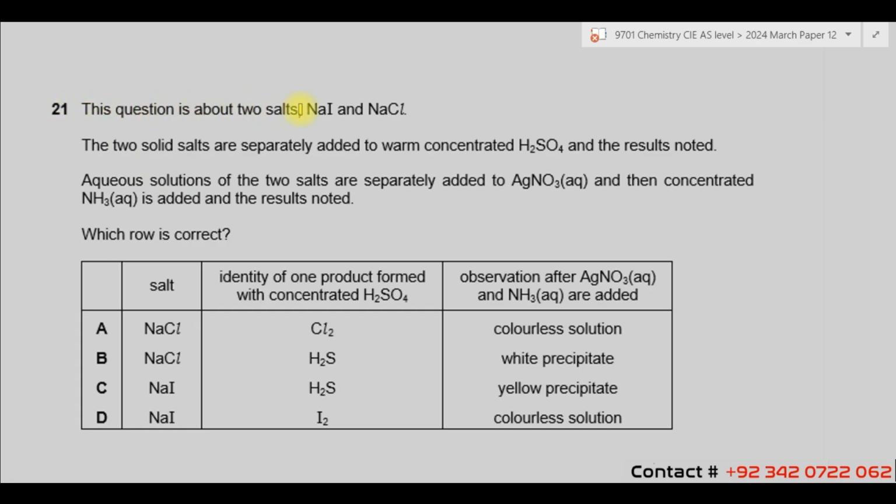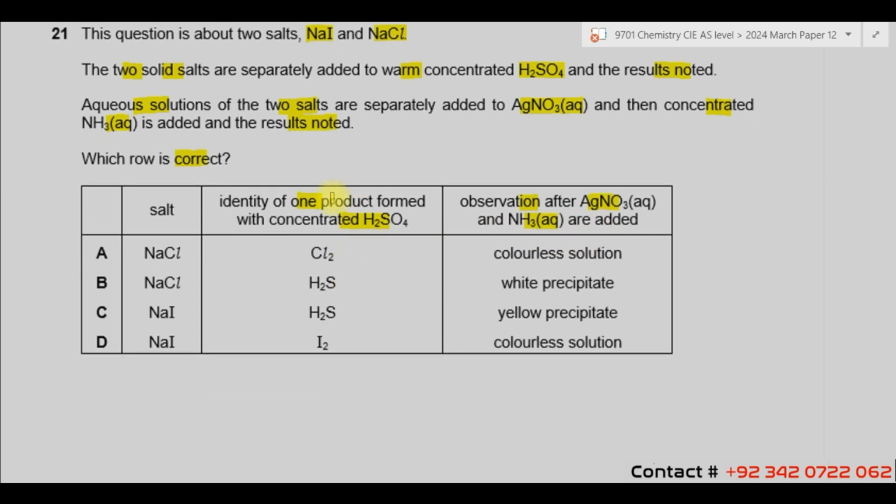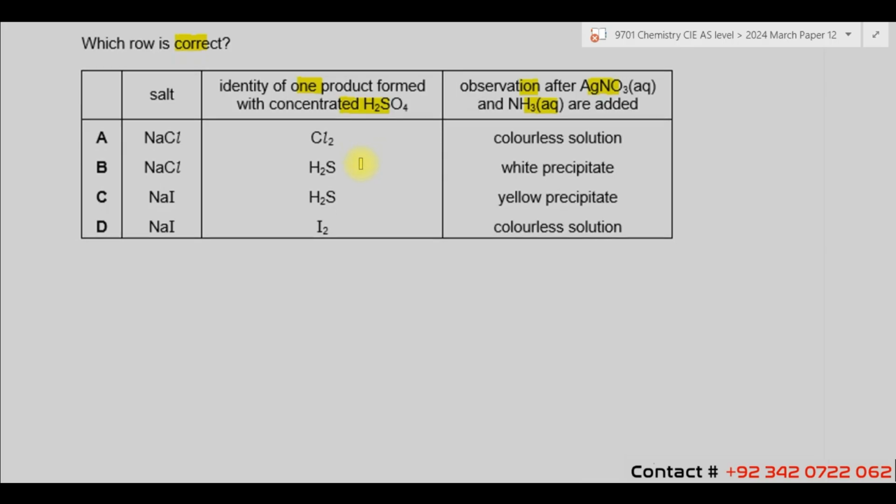Question 21. This question is about two salts, sodium iodide and sodium chloride. The two solid salts are separately added to warm concentrated H2SO4 and the results are noted. Aqueous solutions of the two salts are separately added to silver nitrate and then concentrated ammonia is added and the results noted. So which row is correct? First we have the salt, then one product formed with concentrated sulfuric acid, and then the observation after silver nitrate and aqueous ammonia are added. Let's do the reaction with concentrated H2SO4 of sodium chloride and sodium iodide.